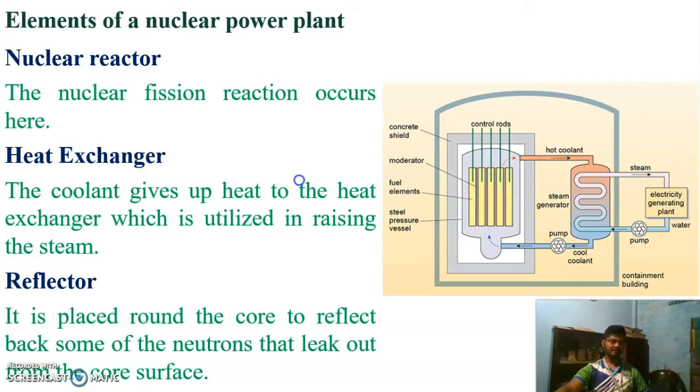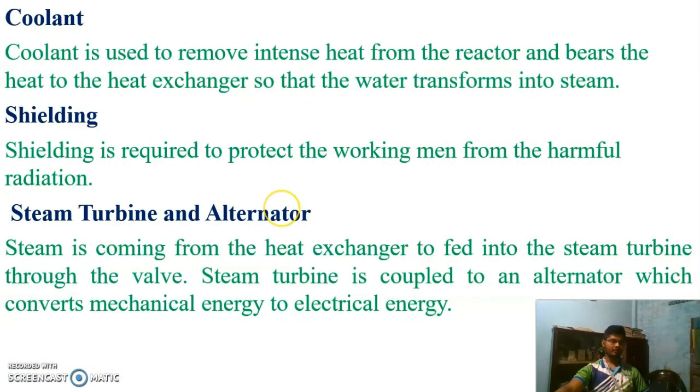Then, heat exchanger. The coolant gives up heat to the heat exchanger, which is utilized in raising the steam. Reflector. It is placed round the core to reflect back some of the neutrons that leak out from the core surface. Coolant. Coolant is used to remove intense heat from the reactor and bears the heat to the heat exchanger so that the water transforms into steam.